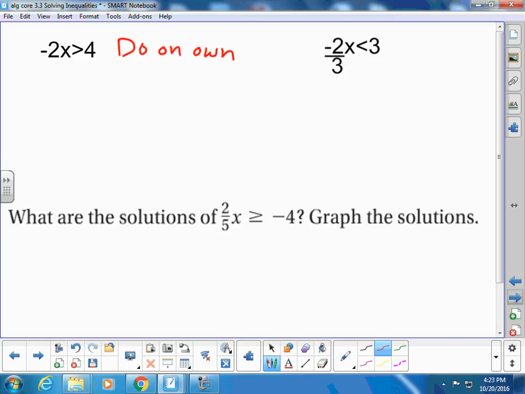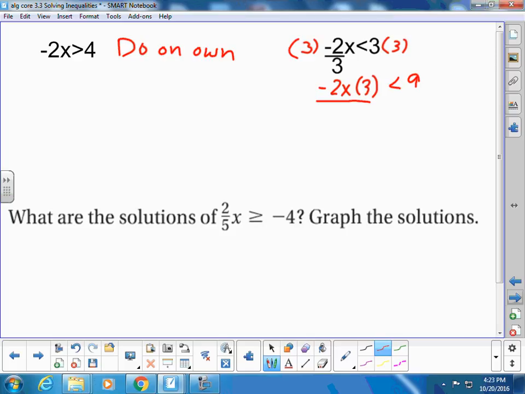Let's talk about the next one because this was a little bit of a problem on the last test. You can think of this problem two ways. Either it's 2x divided by 3, so to undo the division, I can multiply by 3. And then, excuse me, negative 2x. I still have negative 2x times 3 is less than 9.